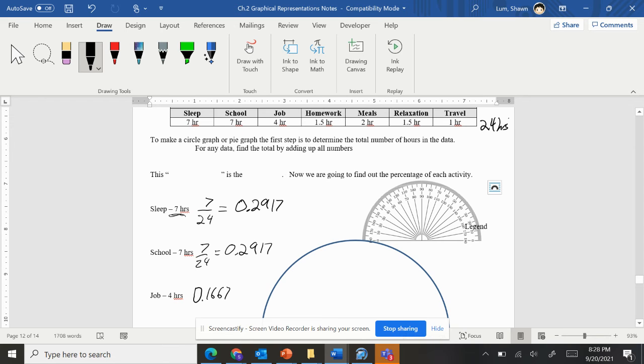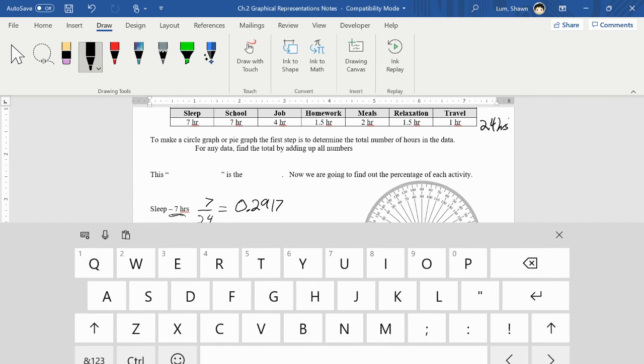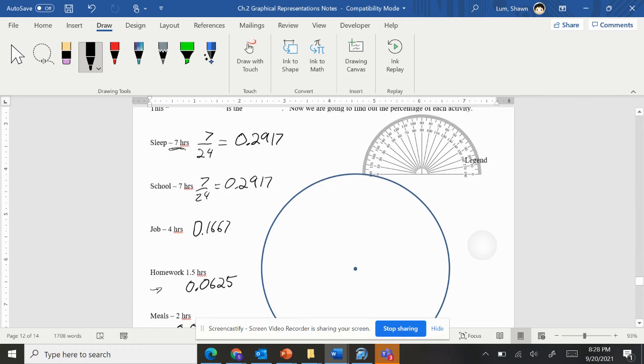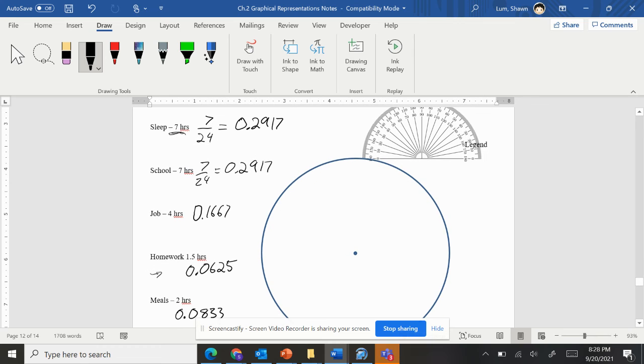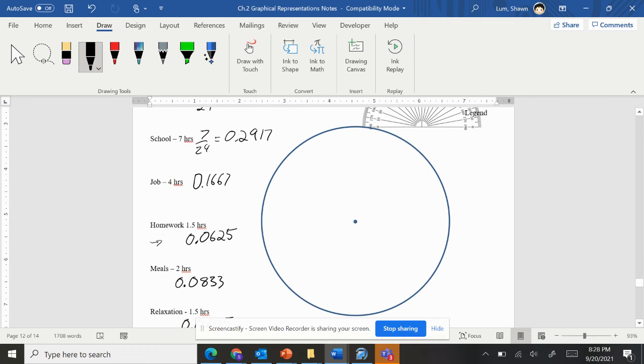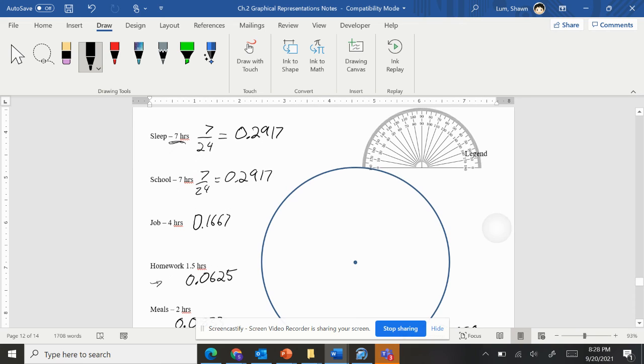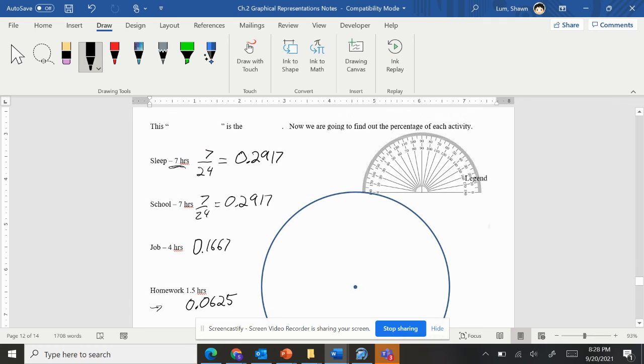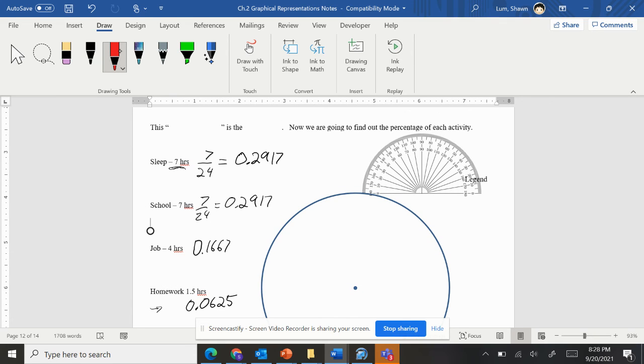Now, the reason why I left it in decimal form rather than multiplying it by 100 is because we now want to convert it to a circle graph. In order to convert it to a circle graph, we have to figure out what 100% of a circle is. And 100% of a circle is 360 degrees. So if 100% of a circle is 360 degrees, what is 29.17% of a circle? How I figure this out is I take this number right here and multiply it by 360 degrees.